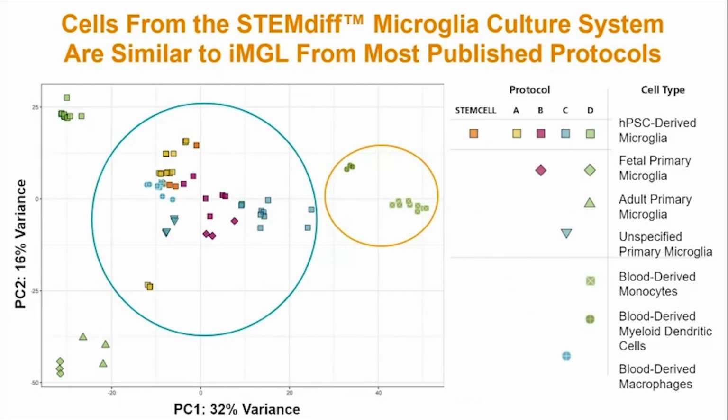In fact, when we gathered all of the published RNA sequencing data across multiple protocols and publications, batch corrected it, and compared it to our in-house RNA sequencing data, we found that all the PSC-derived microglia grouped together across PC1 and PC2, and away from most other mononuclear cell types. From this, we hypothesized that the STEMdiff Microglia Culture System can generate the type of cells you are looking for, regardless of your starting protocol of preference.